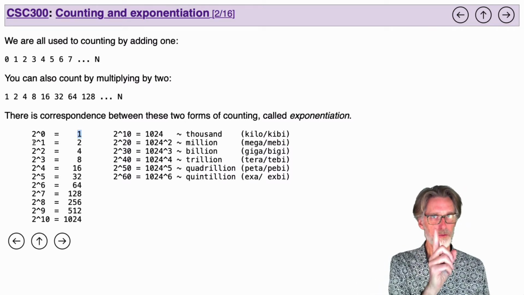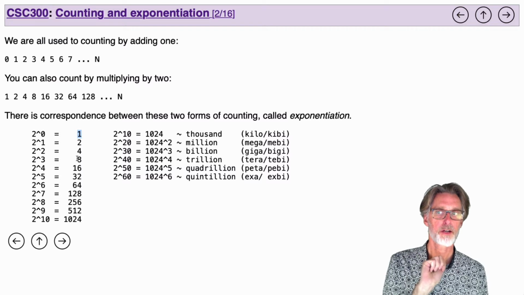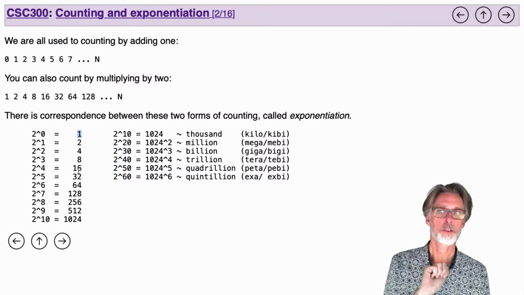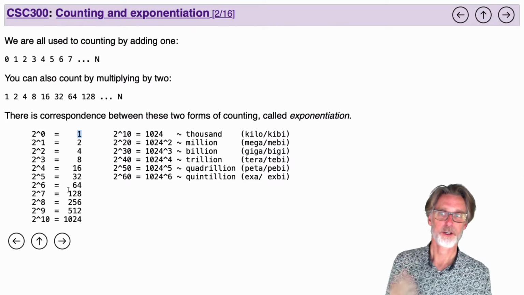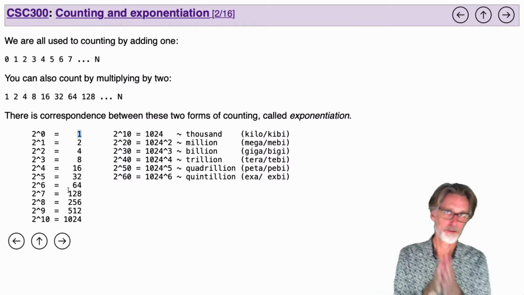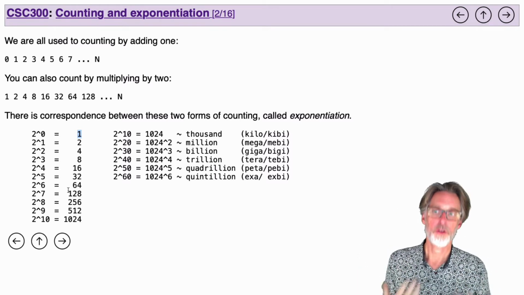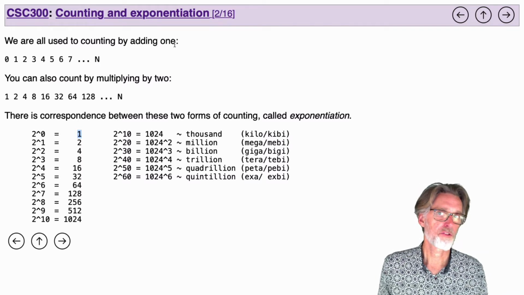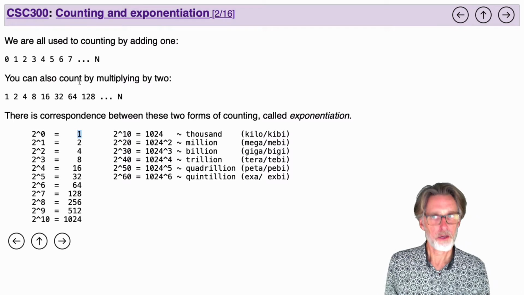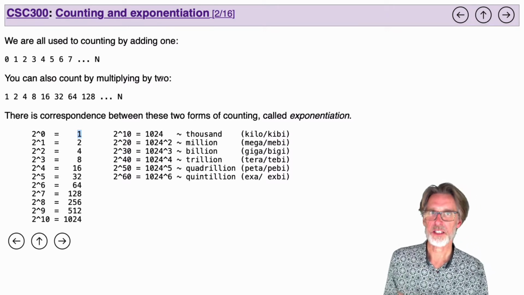If I have 1 2, then it's just 2. If I have 2 2's and I multiply them together, I get 4. 3 2's, I multiply them together, I get 8. 4 2's, I get 16. 5 2's, 32, etc. So the more 2's I have, the more I multiply. And each time I add 1 2, I get double the previous number. Of course, we can count by adding numbers that are different from 1, and we can count by multiplying by numbers that are different from 2. But for us, this will be sufficient.